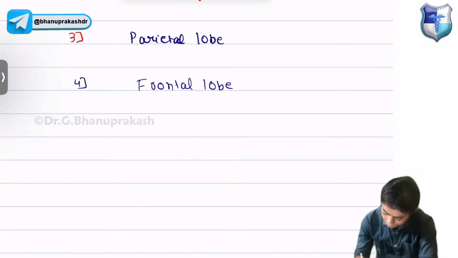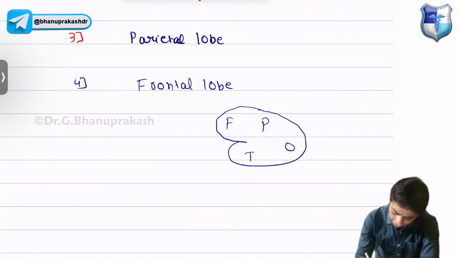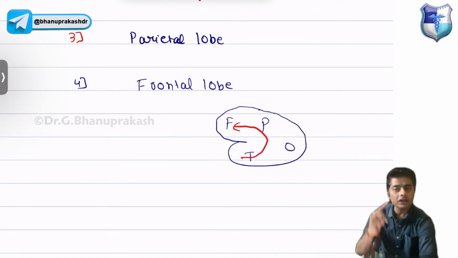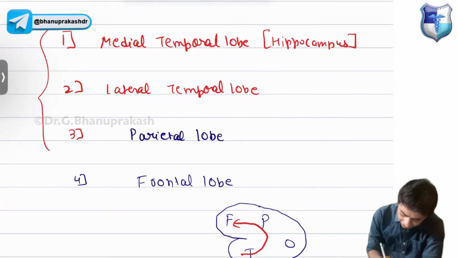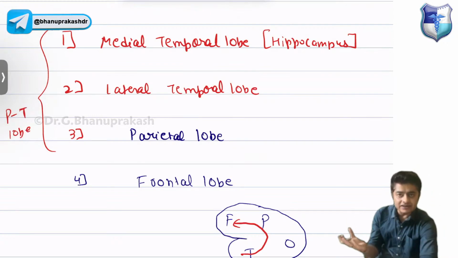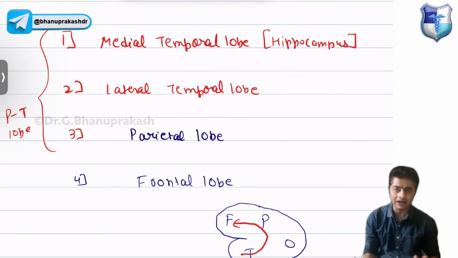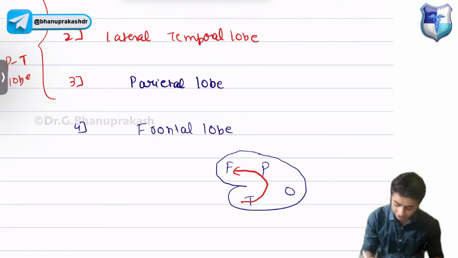So if I draw a diagram, see, this is the frontal, this is parietal, this is temporal, this is occipital. And if I want to know how the disease progresses, it goes like this: first temporal, then parietal, then frontal. Mostly it first affects the parietotemporal lobe, and in the later part of the disease it involves the frontal lobe, or it can involve the whole cerebral hemisphere.